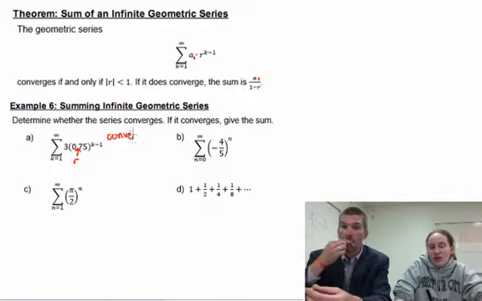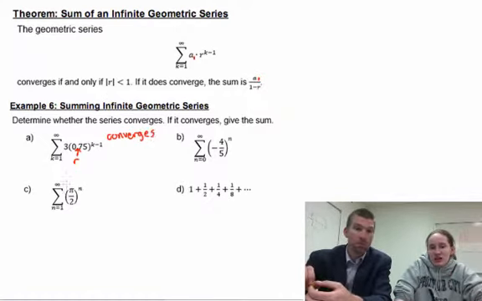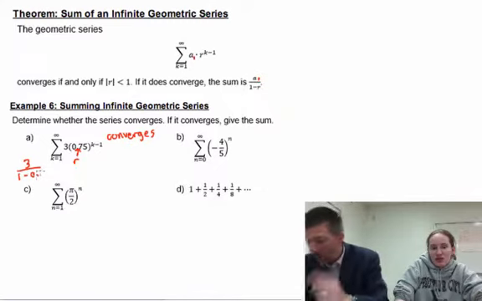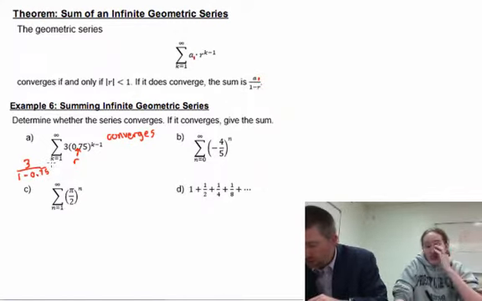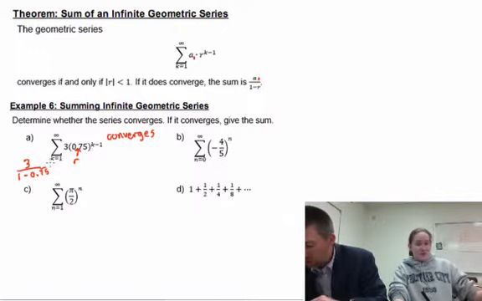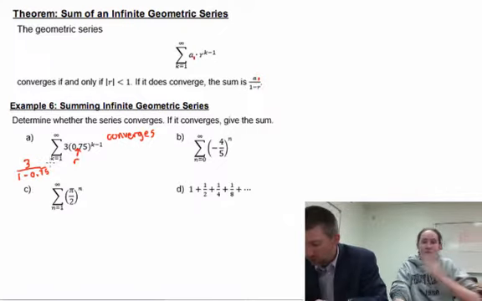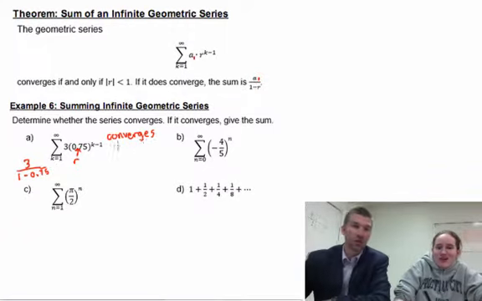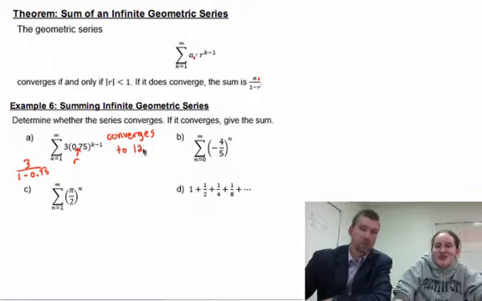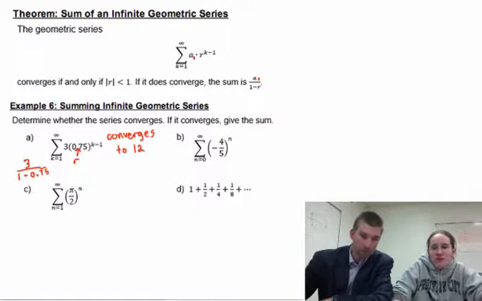We can figure out where it converges by doing a, which is 3, over 1 minus r, which is 0.75. I think it's 12. 3 divided by 1 minus 0.75. It's 12. Bam. Converges to 12.